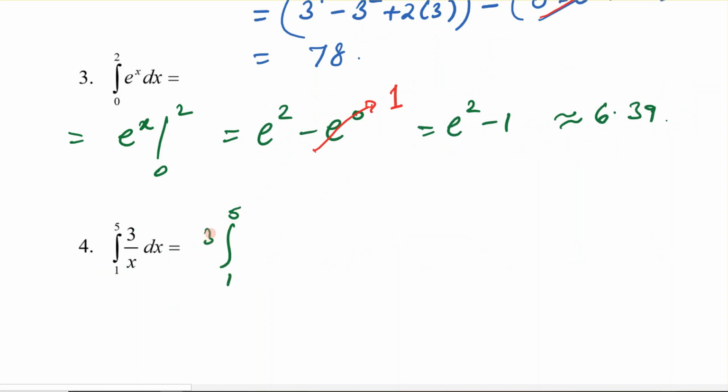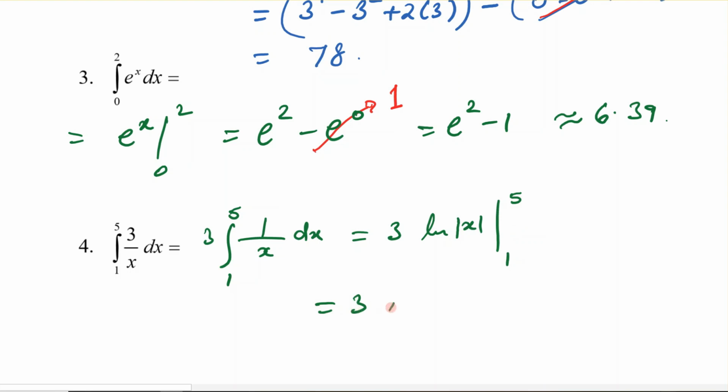In this one, we have the integral from 1 to 5 of 3 over x. So 3 I can take out, and I can write this as 3 times the integral of 1 over x dx. The integral of 1 over x dx is ln x, that is, natural ln of mod x. So ln mod x, with limits of integration from 1 to 5. Since our x is just positive here, and the limits of integration are positive, we can remove the mod sign.